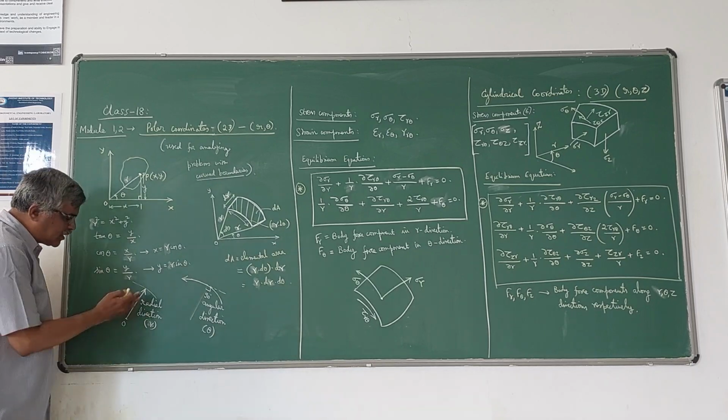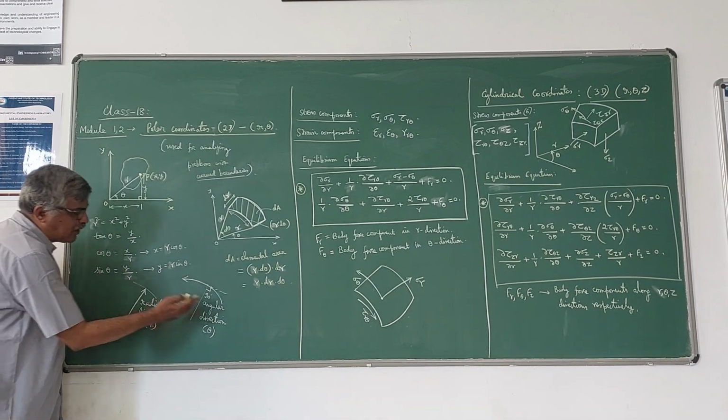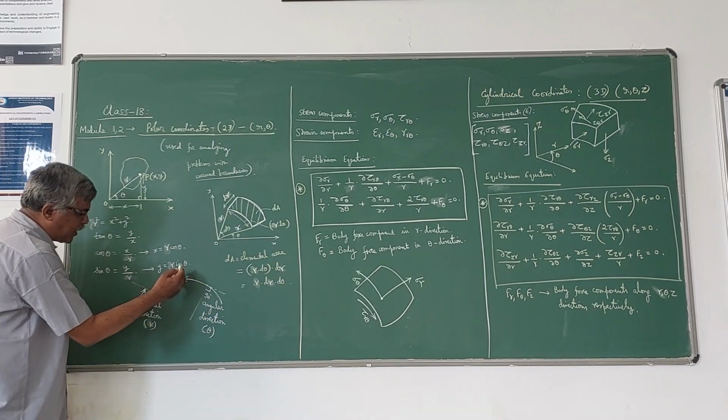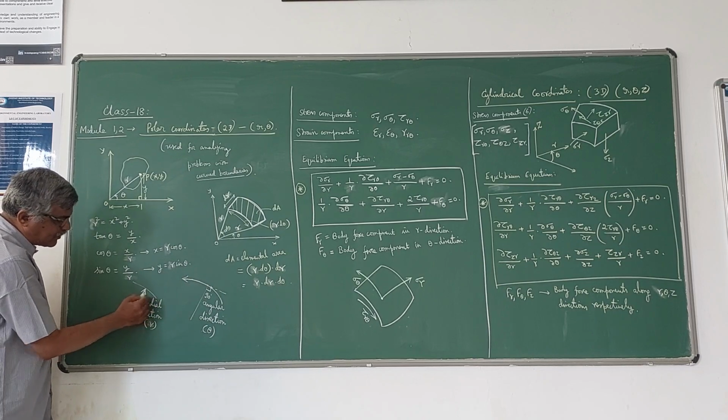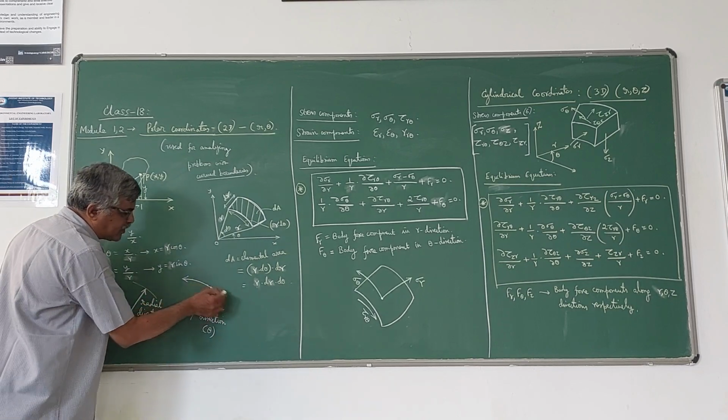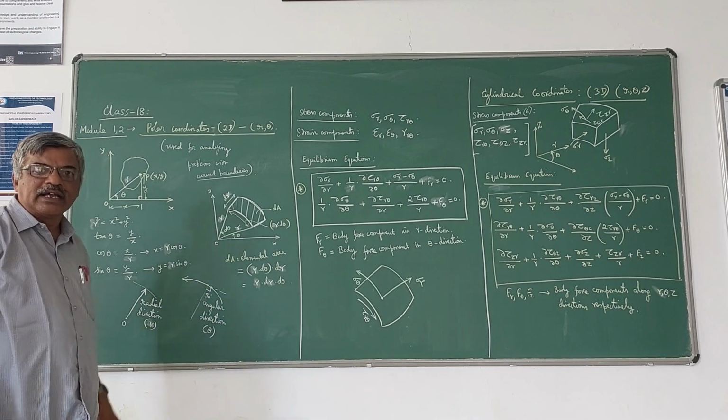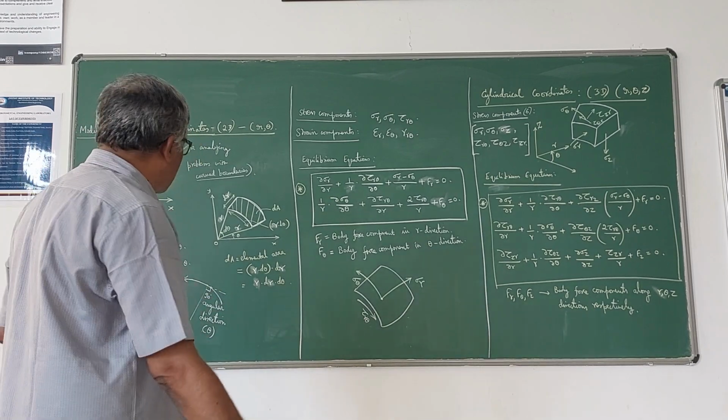So the radial direction will be in this direction and the angular direction will be perpendicular to that. That means, if you take this as the radius of the circle, the tangent drawn perpendicular to the radius represents the angular direction.